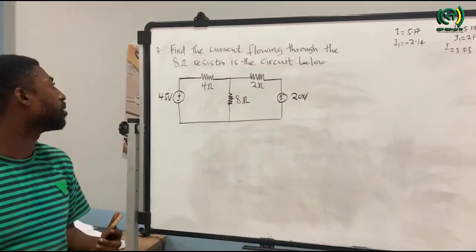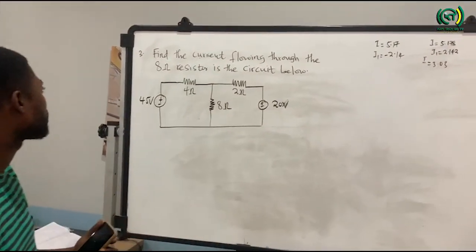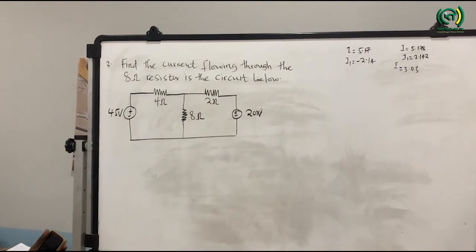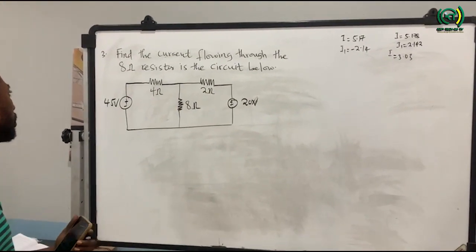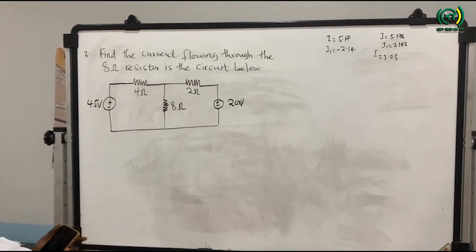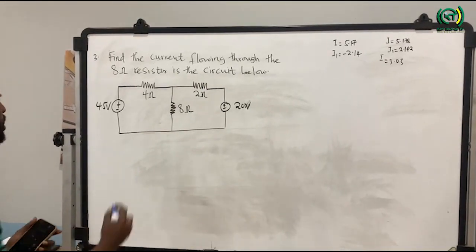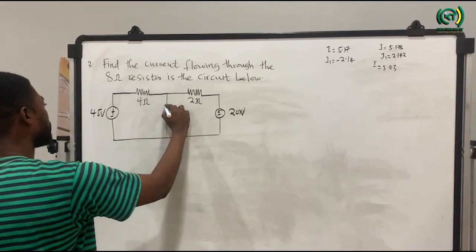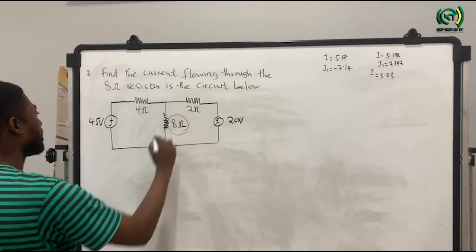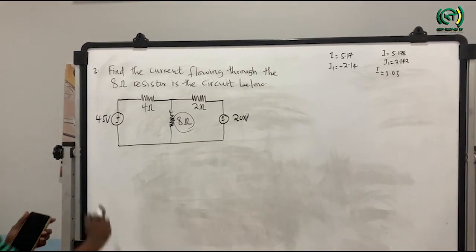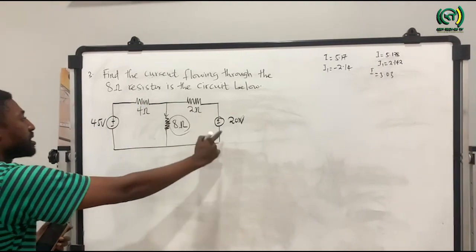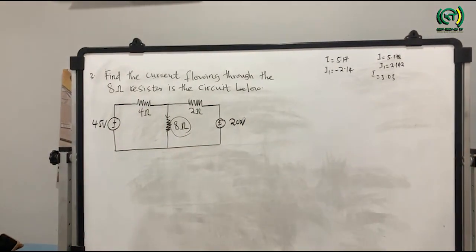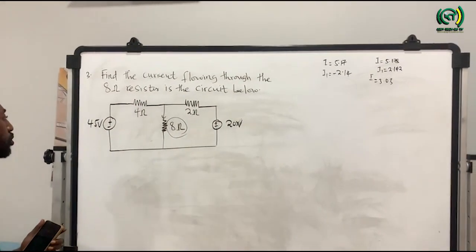So for question number 3, we are supposed to find the current flowing through resistor 8 ohm in the circuit below. And this is a SEM past question 2021. So we are supposed to calculate the current which is flowing through this 8 ohm resistor. So now we have two sources, 45 volt source and 20 volt source. So what we can do is that we need to introduce loops.